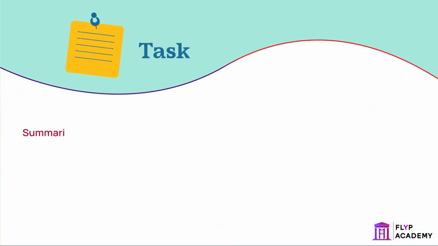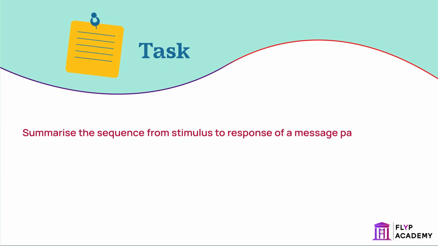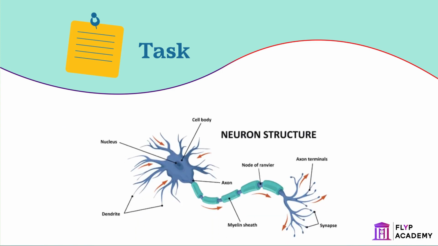Task: summarize the sequence from stimulus to response of a message passing through the nervous system. Stimulus, receptor, sensory neuron, coordinator, motor neuron, effector, response.